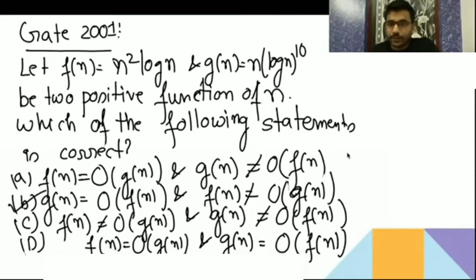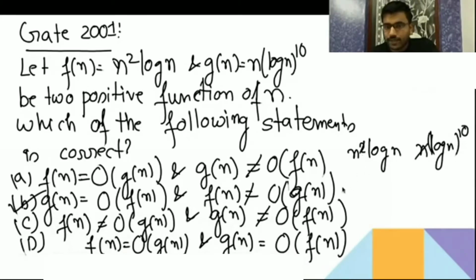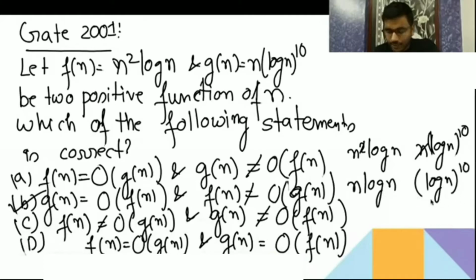If you compare n square log n and n log n to the power 10, you cancel this one n. So it is n log n, and it is your log n to the power 10. So take some number, you will see it. This is going to be the greater only. By seeing only you can say that it is going to be the greater. Okay.